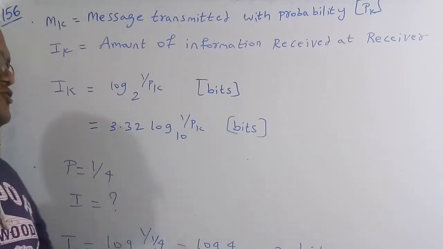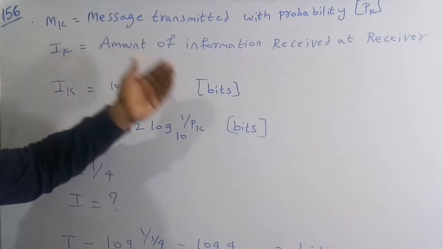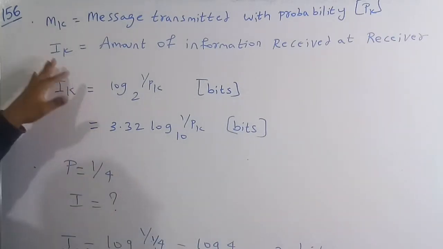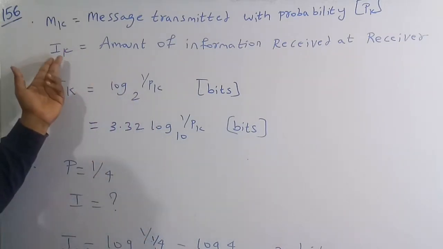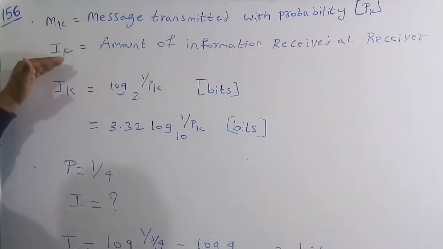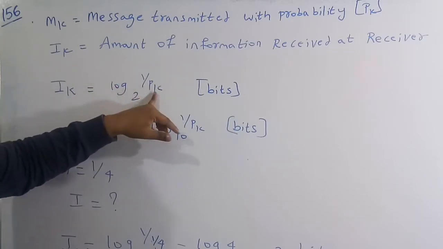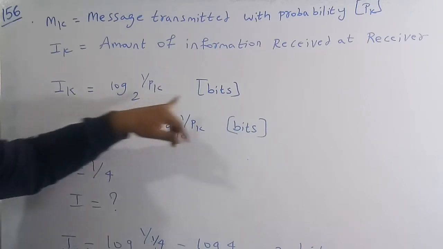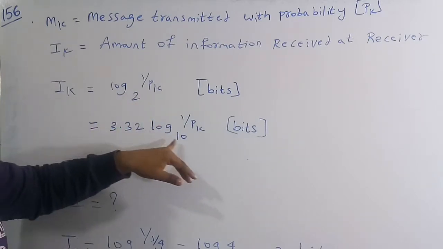Before I solve this numerical, let me tell a small concept here. Here MK is called the message signal which is transmitted with the probability PK, and IK is the amount of information received at the receiver in terms of bits. The relation between these two is IK = log2(1/PK). The unit is bits. If you want to convert in terms of base 10, the formula is 3.32 × log10(1/PK).